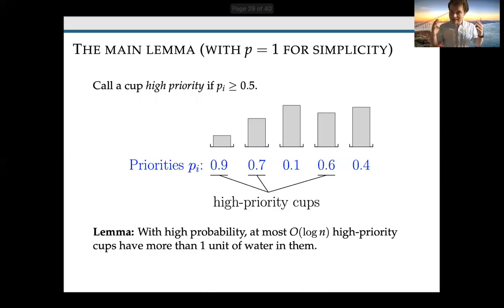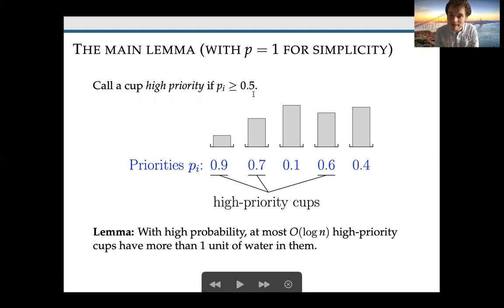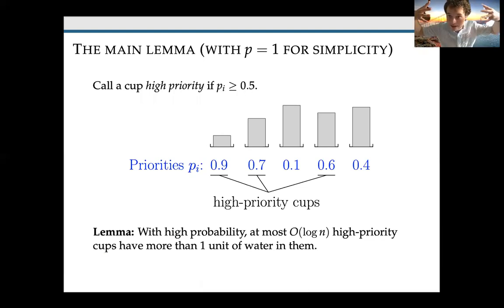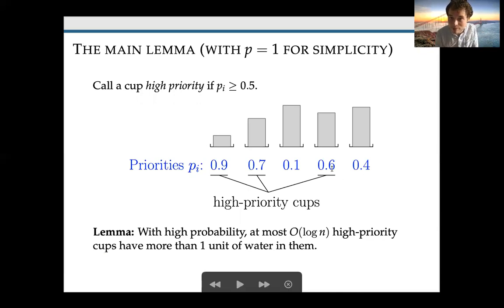In particular, the main technical lemma that we prove is the following. Say that a cup is high priority if it has a priority at least 0.5. So it's in the upper 50 percentile of priorities. So in this case, there would be these 3 cups that have high priorities. The main technical lemma in the paper says that with high probability at any given moment, at most order log n high priority cups are going to have 1 or more units of water in them. So almost all of the high priority cups have very little water in them. And so this ends up being the main technical lemma in the paper.